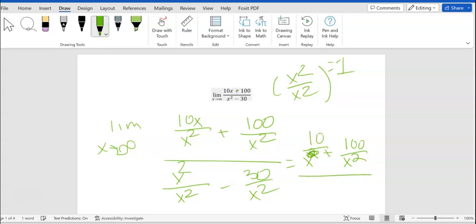I've got 10 over x squared plus 100 over x squared. And then here I have 1 minus 30 over x squared.